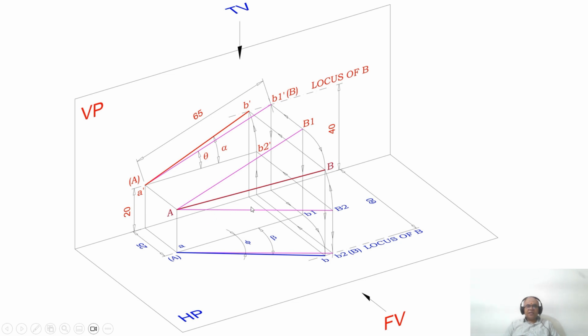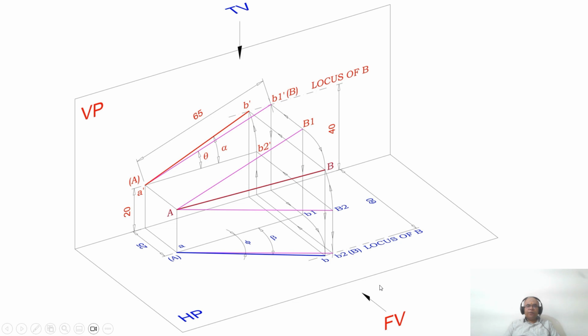So with A as center, taking the line AB2 as the radius, you are rotating in space, such that the B2, which was originally above HP by 20 mm, is going to become above HP by 40 mm. Till that distance, I want to rotate this line in space. By doing so, what happens?